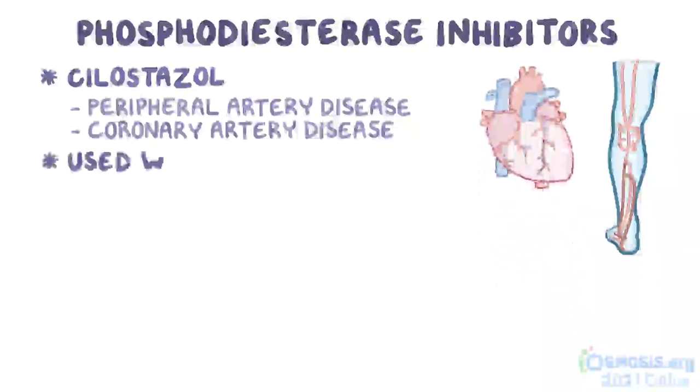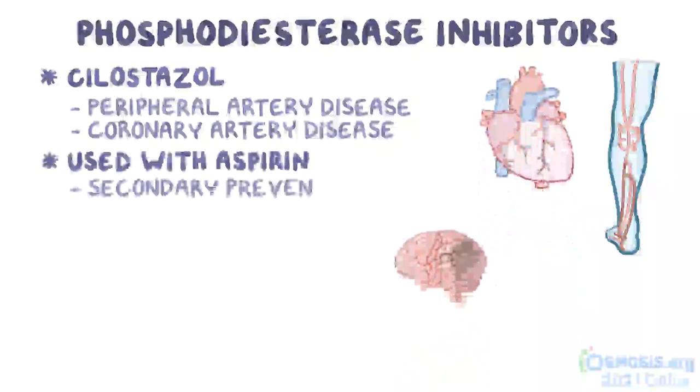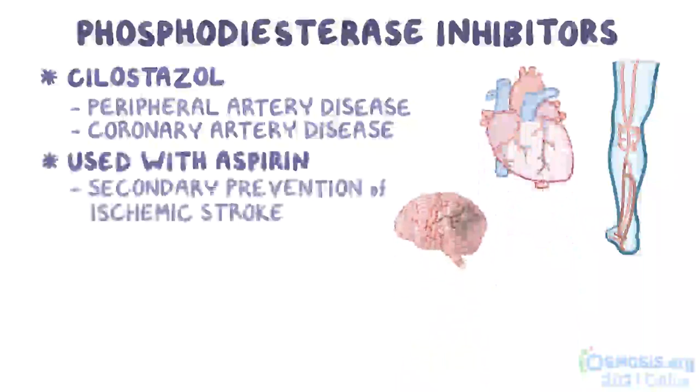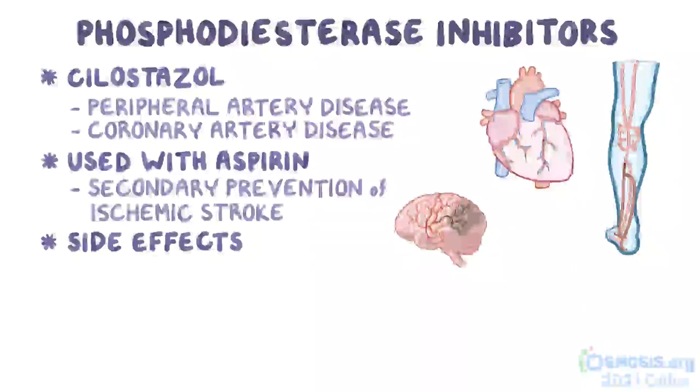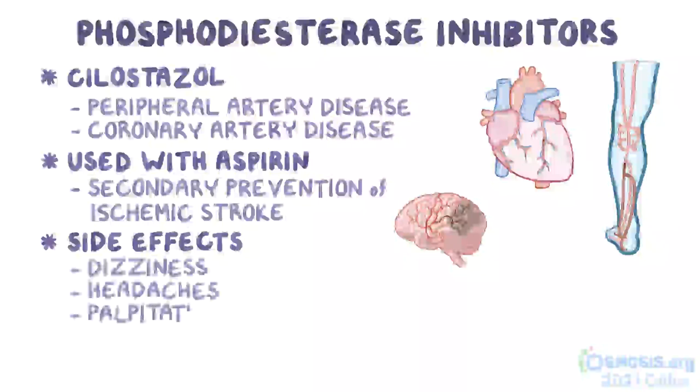They are also used with aspirin for secondary prevention of ischemic stroke by inhibiting clot formation in cerebral arteries. In terms of side effects, the phosphodiesterase inhibitors can cause dizziness, headaches, palpitations, and gastrointestinal disturbances.